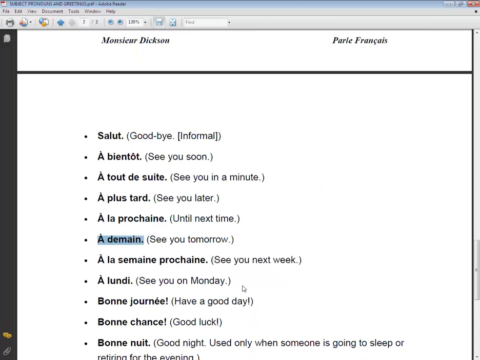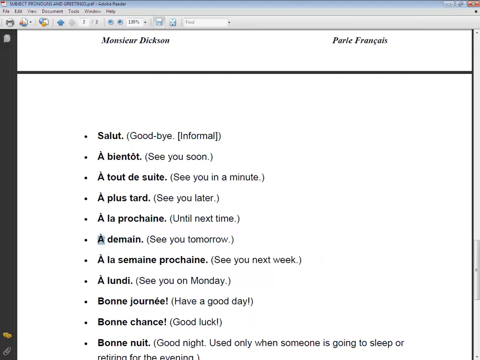Then this one, à demain. You remember demain, this nasal sound, like umbrella. Remember the reference I gave you, umbrella. So you say à demain. À is a preposition, so it means till tomorrow, to mean see you tomorrow.